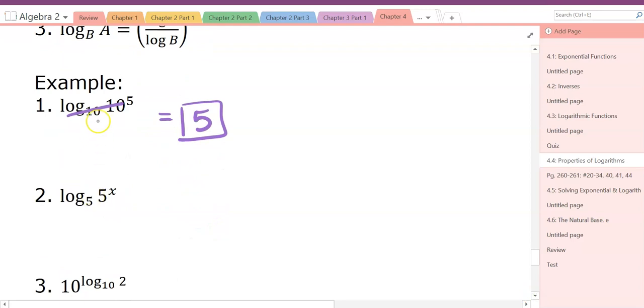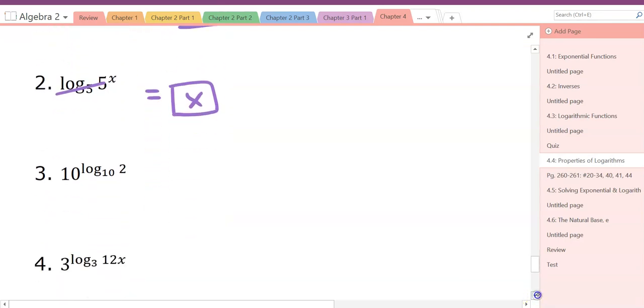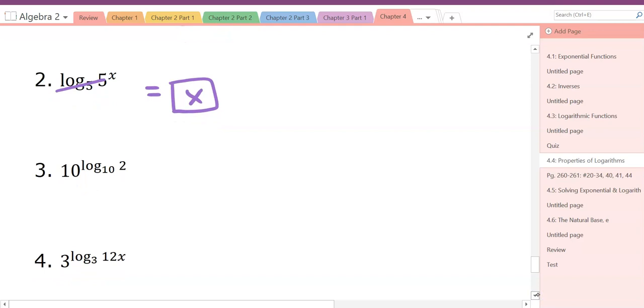For the second one, very similar to number 2. The log 5 5's cancel, you're left with just that x. For the third one, you have 10 raised to the log base 10. Again, this is number 2 from up above. These are going to cancel and you're left with just that 2.